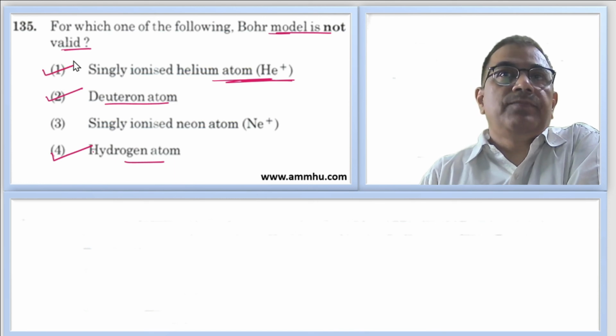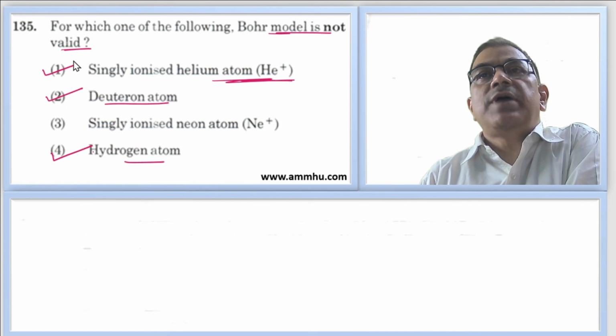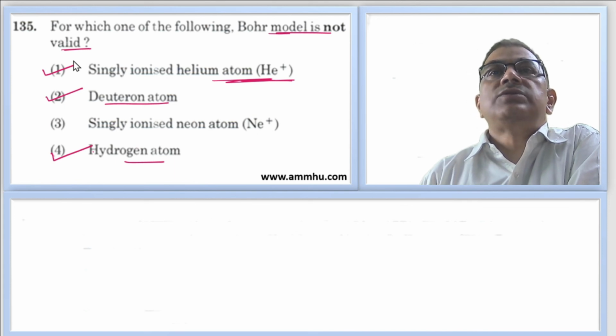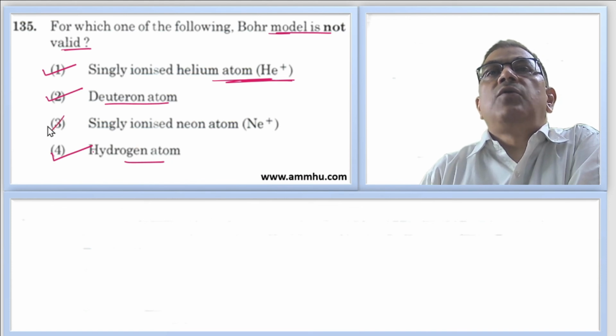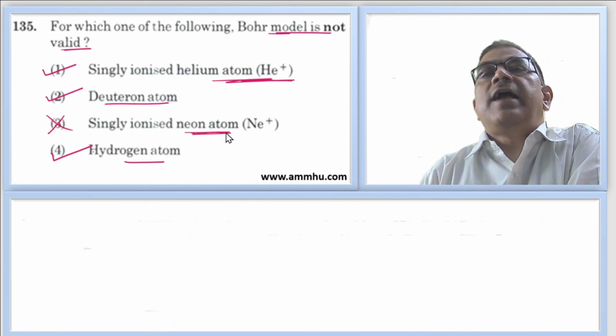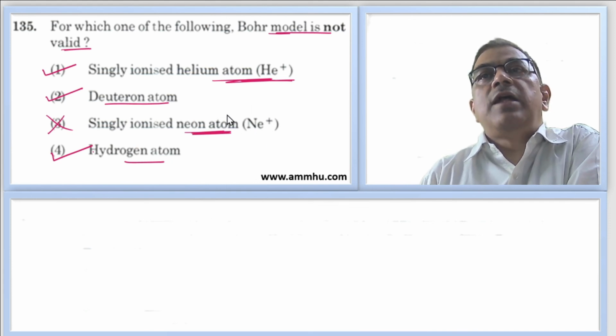So the Bohr's model is applicable as long as you have one electron revolving around a nucleus. Is that right? Only one electron. So these are the possible cases. It will not be applicable for the ionized neon atom. Think of why? Because in this case you have more number of electrons revolving around the nucleus.